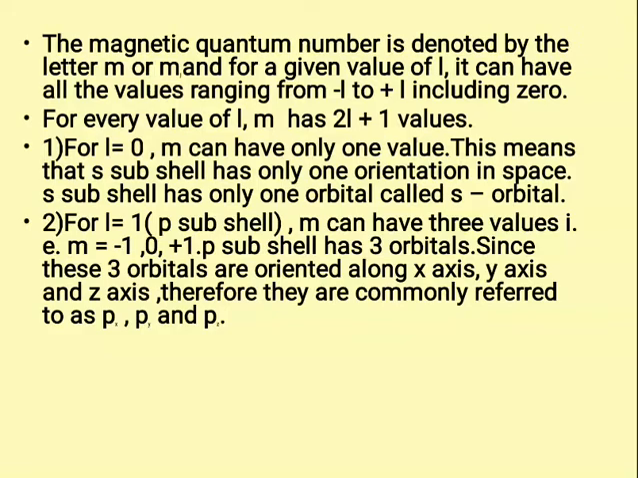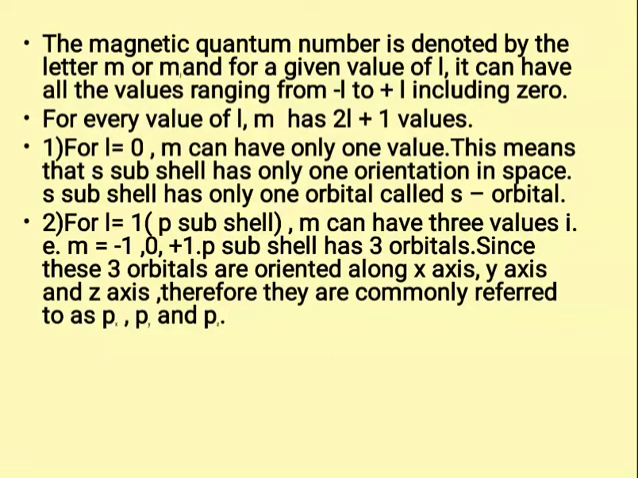So for L equals 1, m can have three values starting from minus L to 0 to plus L, that is minus 1, 0, plus 1. So that means the p subshell can have three orbitals along the x-axis, along the y-axis, and along the z-axis. For p, when the p orbital is along the z-axis, that is pz, the value of m is fixed. That is, m will be 0 for pz.